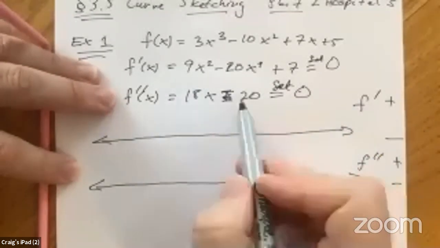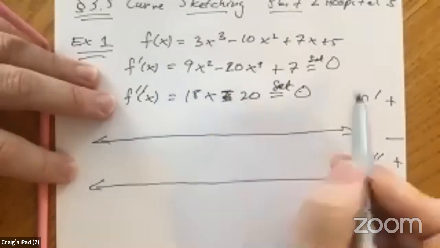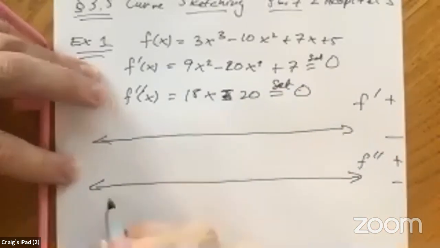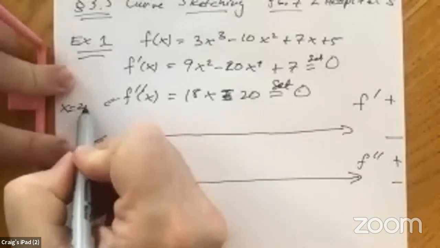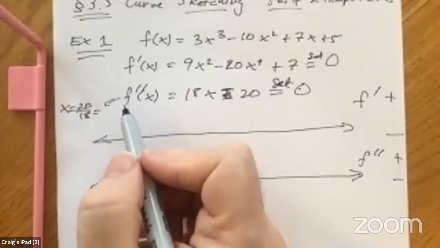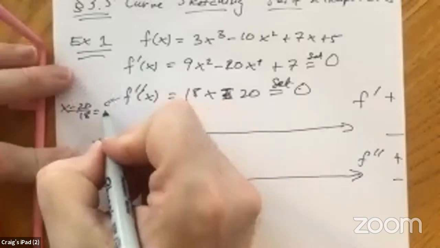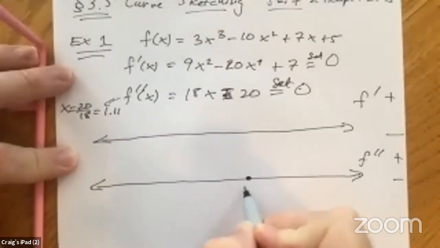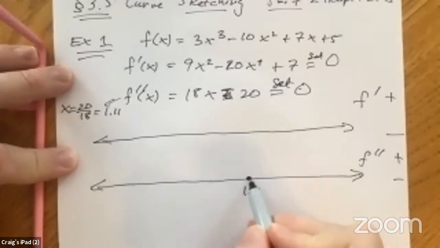Okay, so this first one, 18x minus 20 equals 0 is easy. It's just x equals 20 divided by 18. So x equals 20 divided by 18 is, I guess, 10 divided by 9, or if you stick it in your calculator, you get 1.11111. Okay, so 1.111 is where the second derivative is 0.